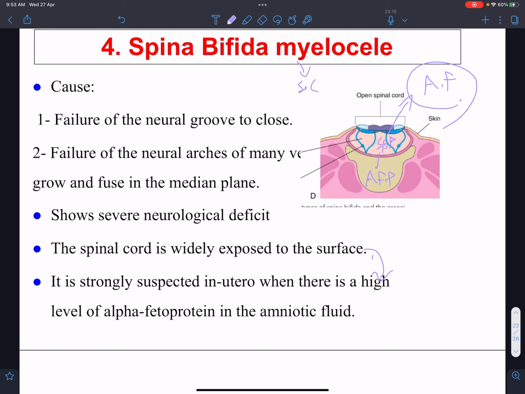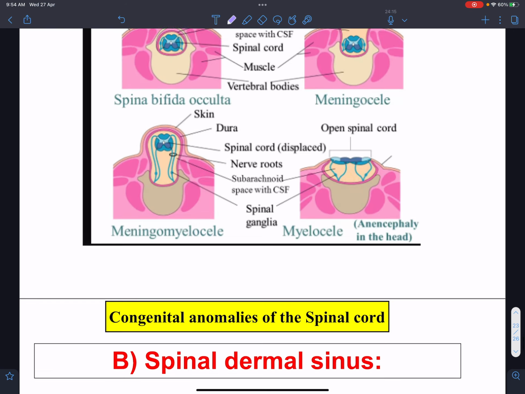So if you do an antenatal or prenatal follow-up, you do amniocentesis from the mother, and you look at the amniotic fluid and you see high levels of alpha-fetoprotein, this is your diagnosis of spina bifida myelocele. This is a guaranteed MCQ. Besides that, it has a severe neurological deficit. But what I just mentioned about high alpha-fetoprotein level is very important.